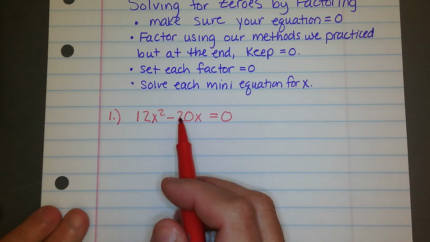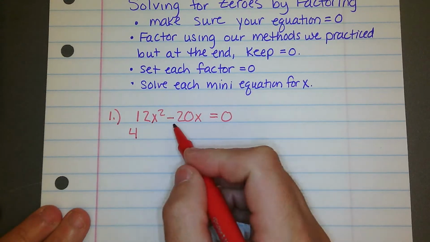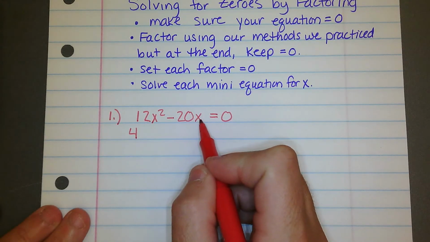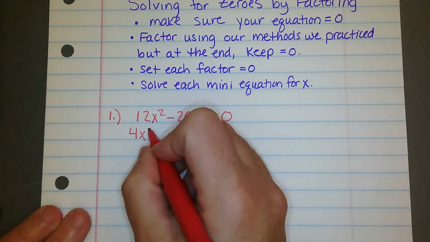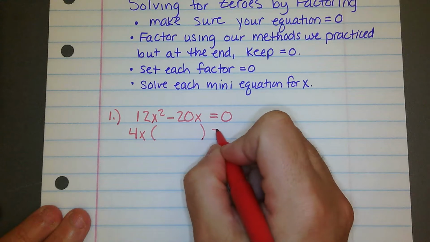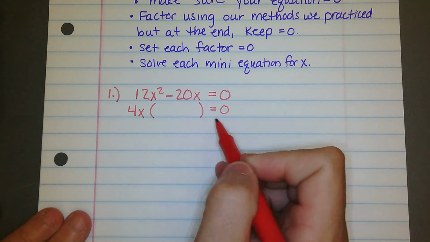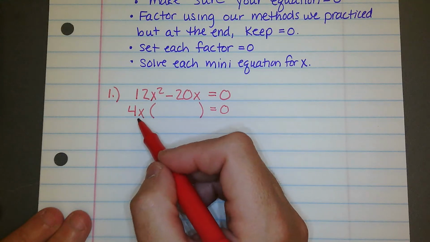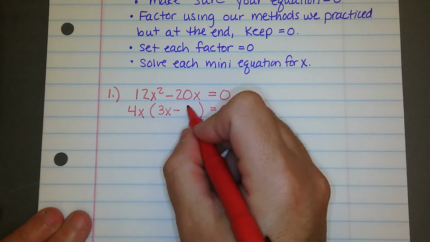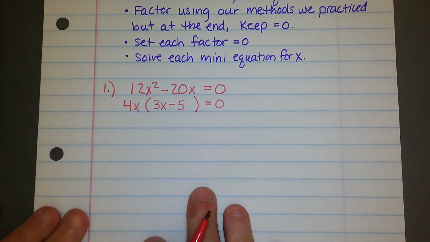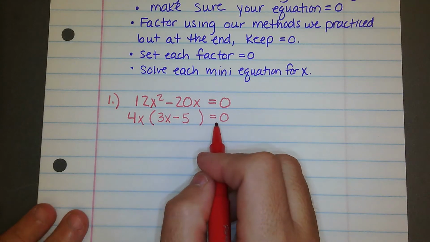So we're going to take out the highest number that divides into both things, which is 4, and the lowest exponent of our variable that both of them have, which is x. And one set of parentheses. And don't forget the equal 0 at the end. That doesn't poof go away. That's all part of an equation. We're going to divide this nicely, and we're going to get 3x minus, we're going to divide that nicely and get 5.